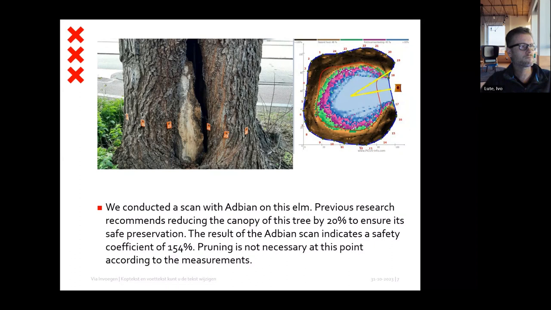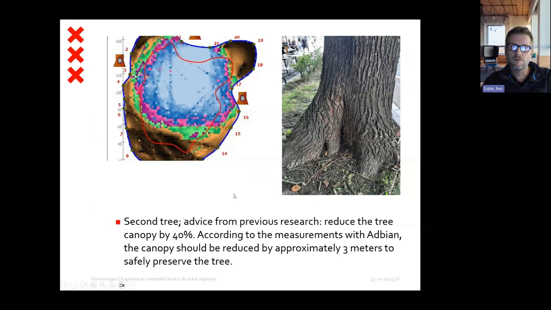The second tree, there was no decay visible from outside. However, this tree does have an internal issue that was detected using the visual tree assessment, by tapping the base of the trunk with just a hammer. And that decided us to make an acoustic tomogram. And then you can see this. There is not very much remaining wall.